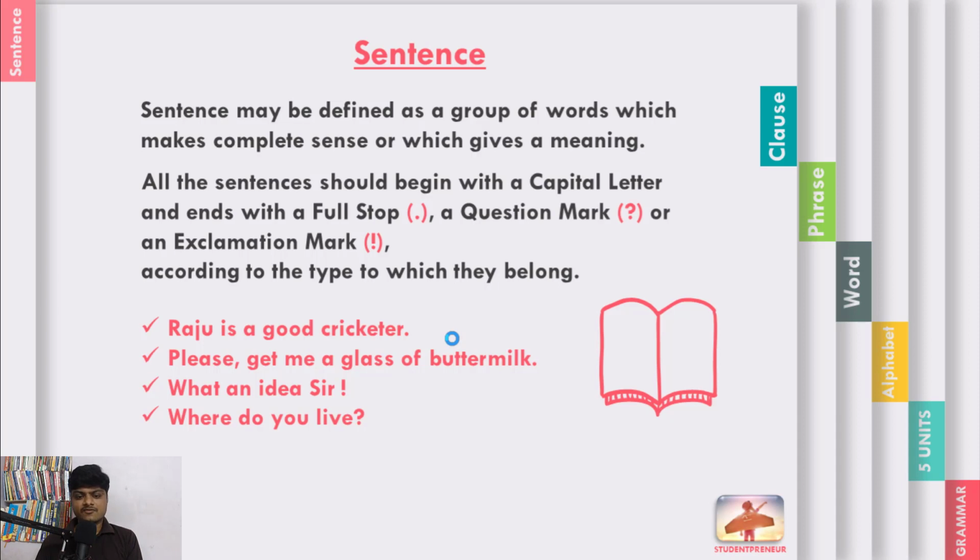Please give me a glass of buttermilk. Started with capital letter P, ended with a full stop. What an idea, Sirji! W capital, ended with an exclamation mark. Where do you live? Started with a capital letter, ended with a question mark.